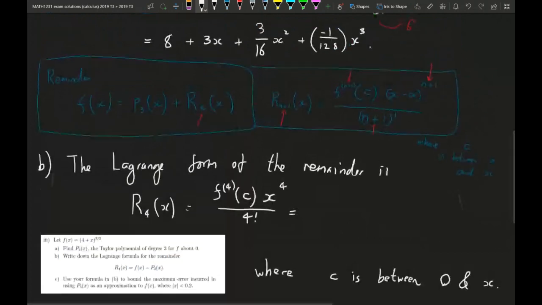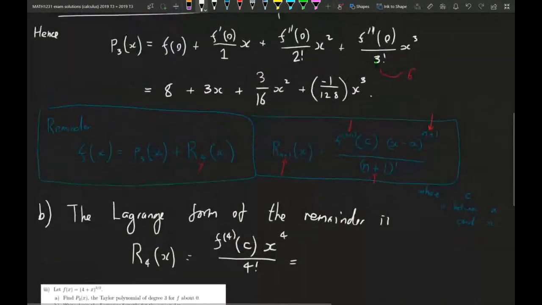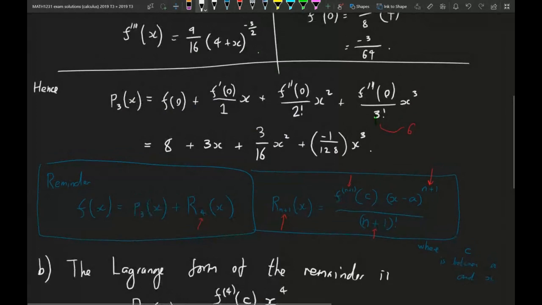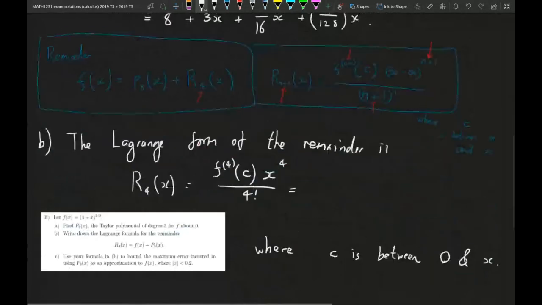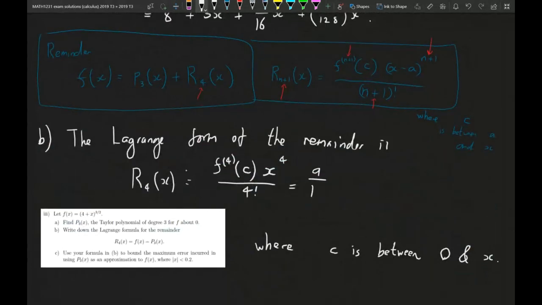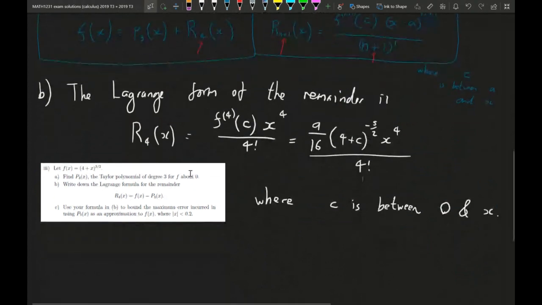So what's the formula for the fourth derivative? It is 9 over 16 and a power of minus 5 over 2. All right, so part C, we need to really just take this thing here and work out what we can say about its size.